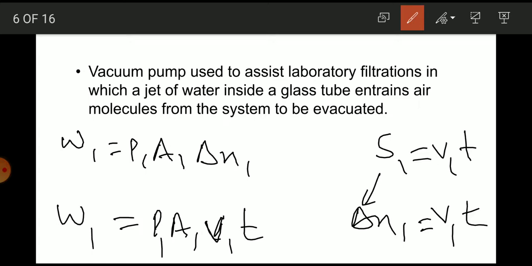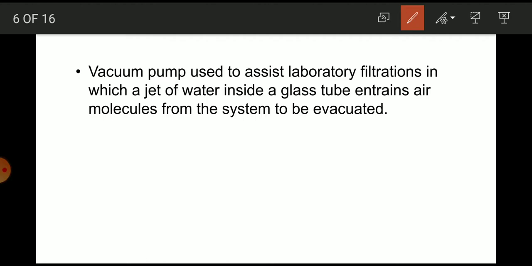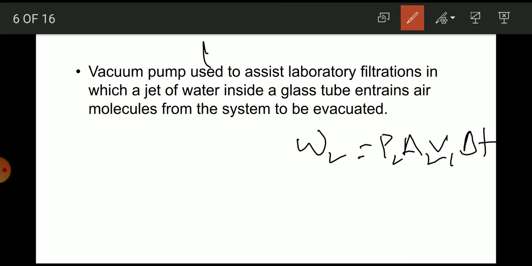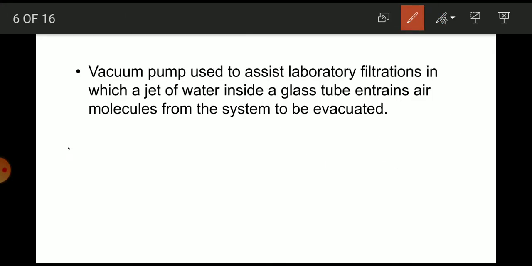Now similarly, this equation can be written for the second side. W2 is equal to, similarly, P2 A2 V2 del t. T is equal to del t. Now write it in calculated form. W is equal to W1 minus W2.